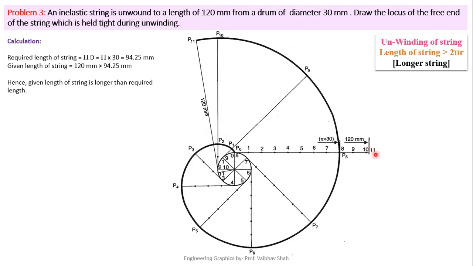And for point number 11, which is the last point, you have to take the dimension of 0 till 11 on your rounder. You have to move to point 11 and just mark the dimension here, and you will be having a total dimension of 120 mm.